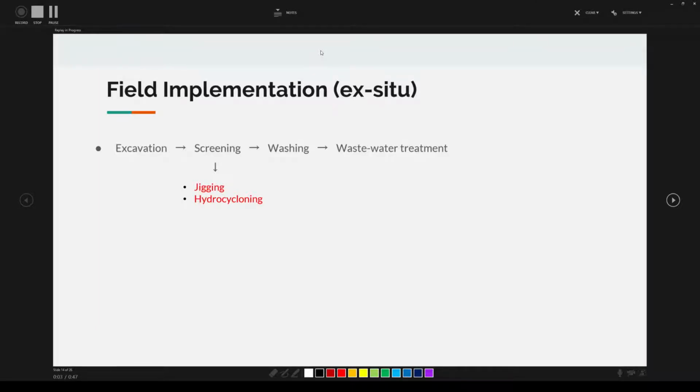XC2 is almost the same, except that instead of doing it in the subsurface, we first excavate the soil, bring it on the surface, remove all the big rocks via jigging, screening, or hydrocycloning, and then it's the same treatment method, same washing, same additives, and then the same waste treatment. And the washed soil is then mixed with the bigger rocks, and it's taken back and it's refilled.